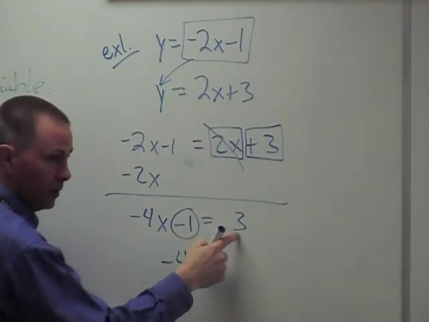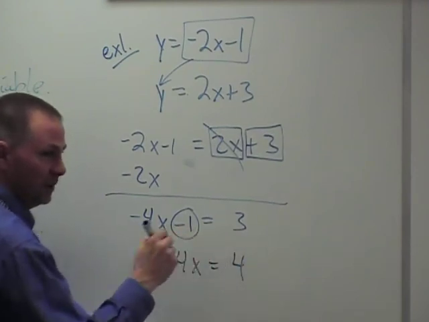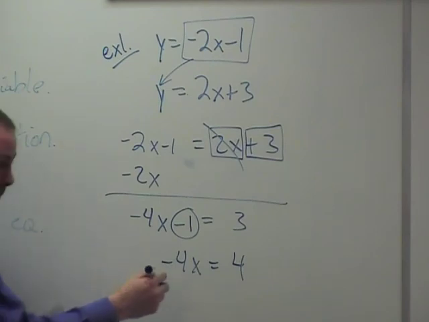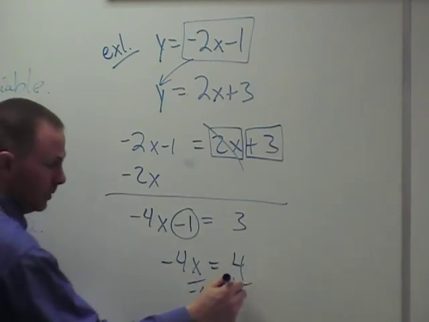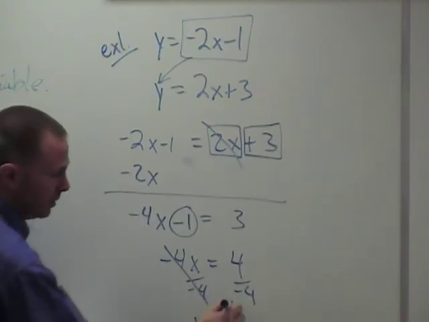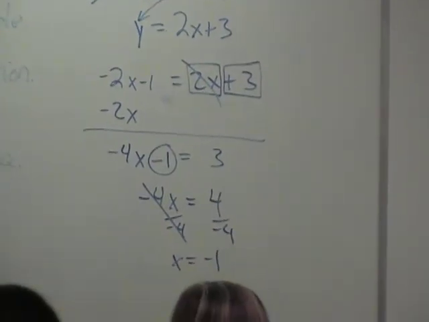So I add 1 to 3 and we get 4. Okay, now what do I do? Divide both by negative 4, because I want to get rid of whatever's attached to x. So x equals negative 1 in this situation.